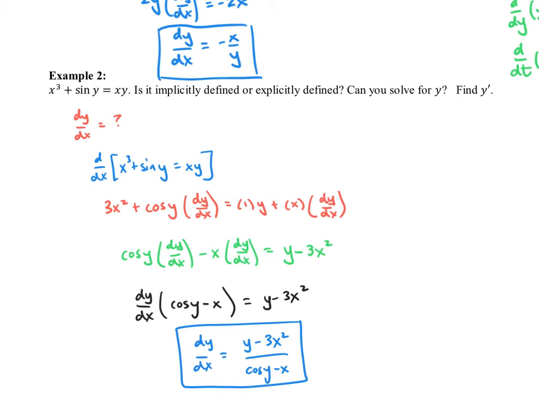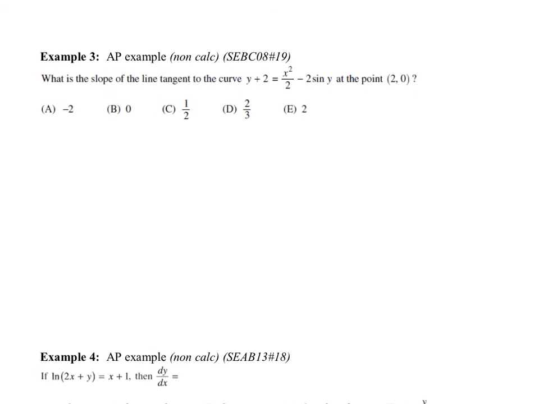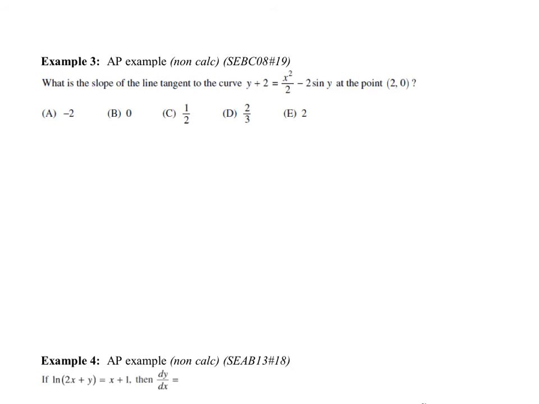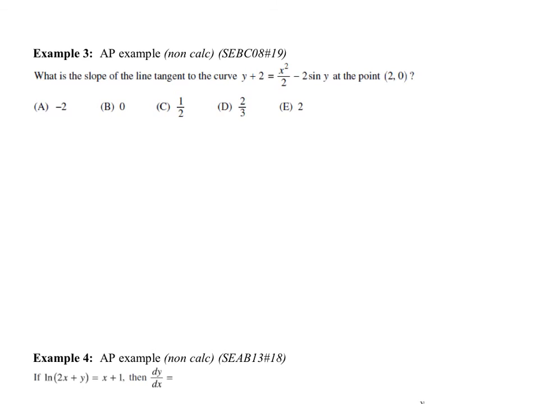Okay, let's go on to example 3. All right, so example 3, same kind of thing here. Again, the main topic of this section is implicit differentiation. So a similar problem. Again, if you want to pause, try it, and then come back and check, you certainly can. It says, what is the slope of the line tangent to the particular curve at the point 2, 0?